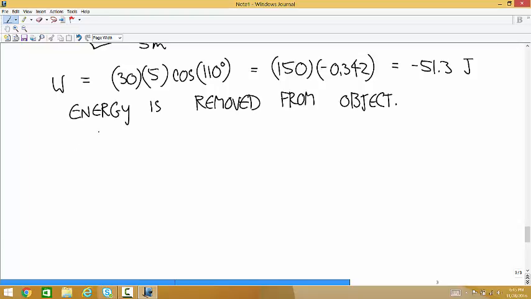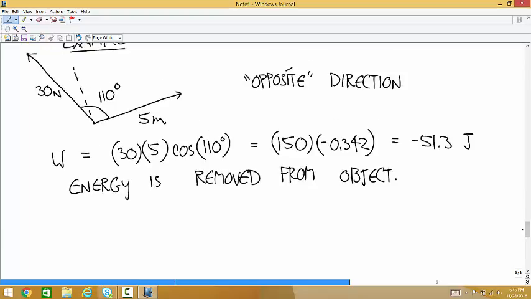So what happens when, I said that the cutoff is 90 degrees. If those two vectors, the force vector and the displacement vector, are less than 90 degrees apart, we get a positive work. We add energy. If they're more than 90 degrees apart, you get a negative work. You remove energy. What happens when they're exactly 90 degrees apart?